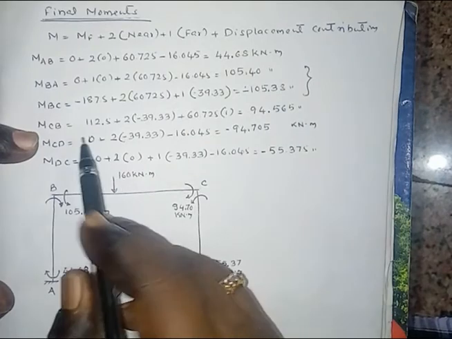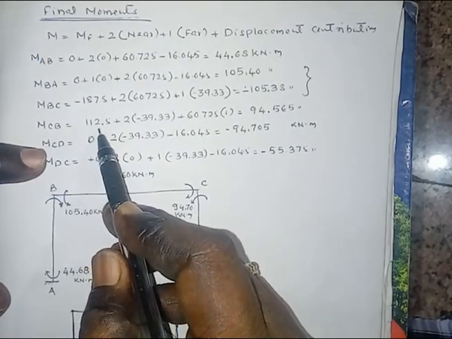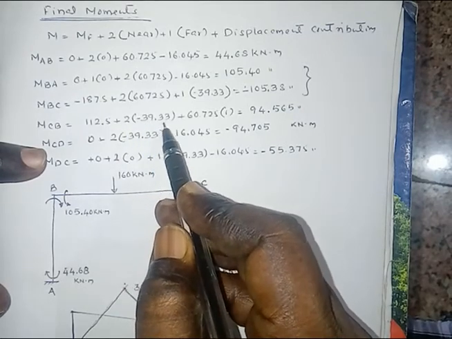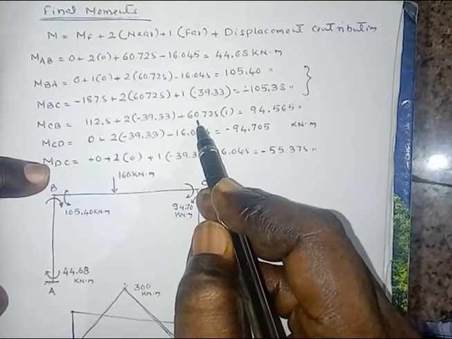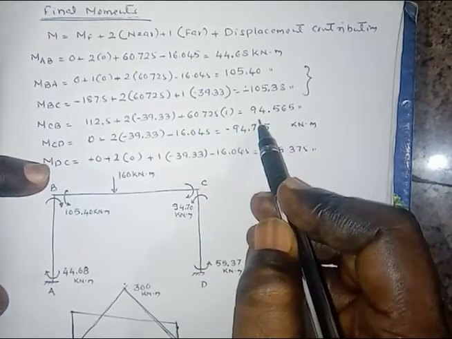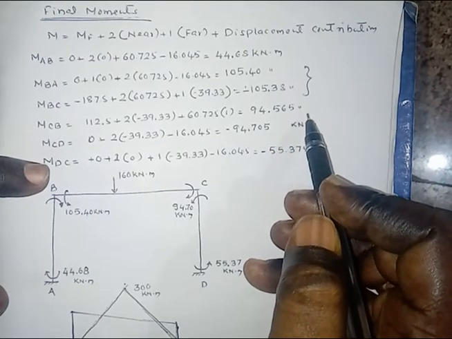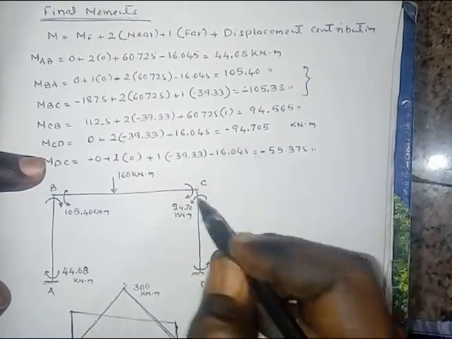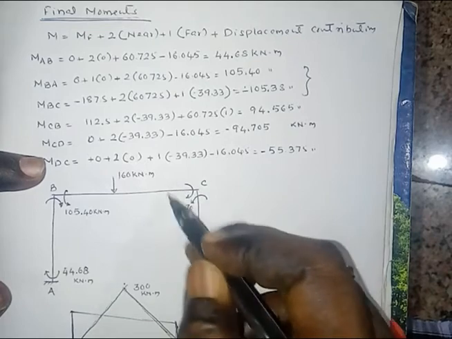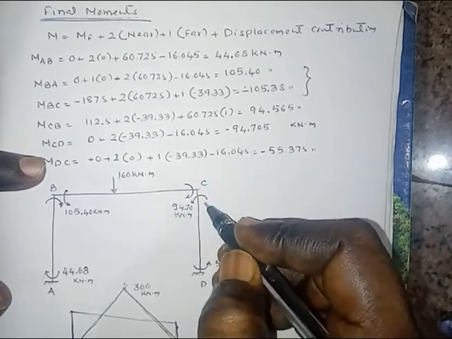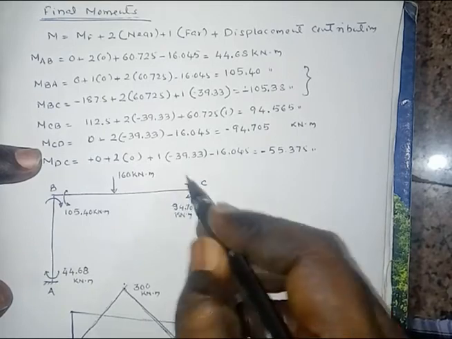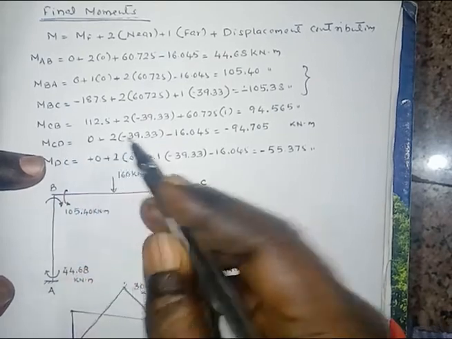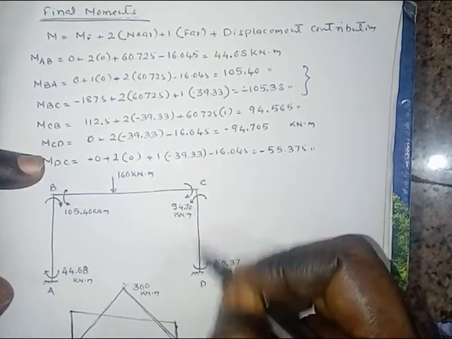Then MCB. Here the fixed end moment is 112.5, for horizontal member C to B. The near end contribution is 2 times minus 39.33, plus 1 times the far end contribution, that is 60.725. That equals 94.565 kilonewton meter, clockwise. Then for vertical member MCD, this one is anti-clockwise, 94.705.